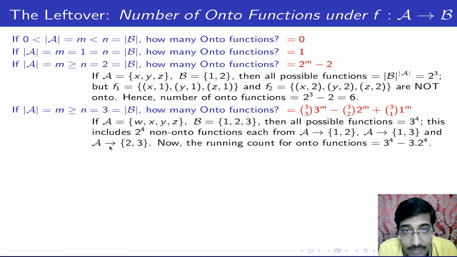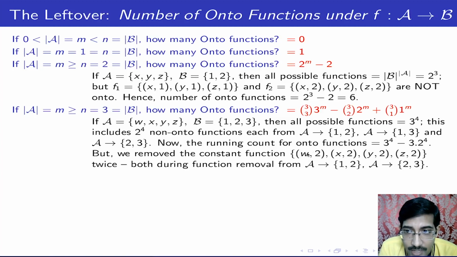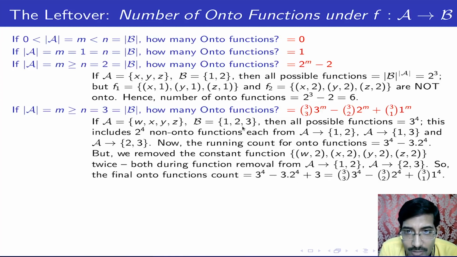Similarly, if you take A2, 3 functions and A2, 3 functions, you have removed the constant functions to 3 twice. And if you take A2, 2 and A2, 3, you have removed the constant function to 2 twice. So every constant function is removed twice. So we need to add it back, because otherwise the count will be lesser. So just add those. 3 constant functions are possible here, as we saw 2 constant functions in the earlier case, and similarly 3 here. So we add this.